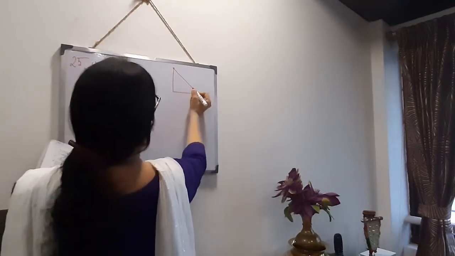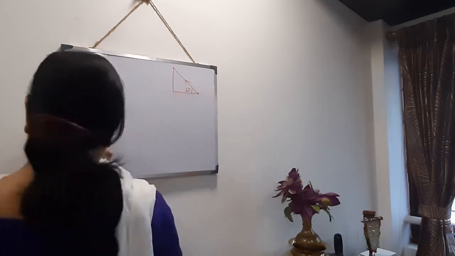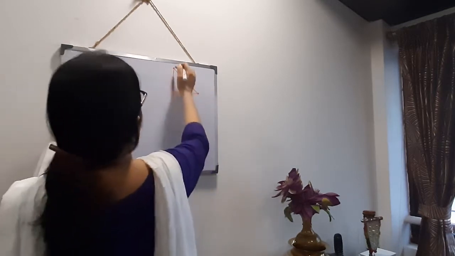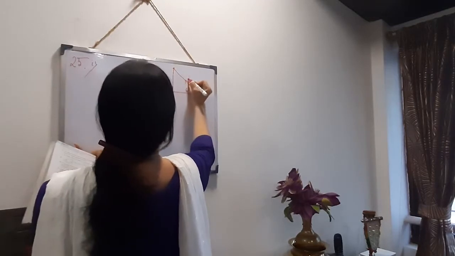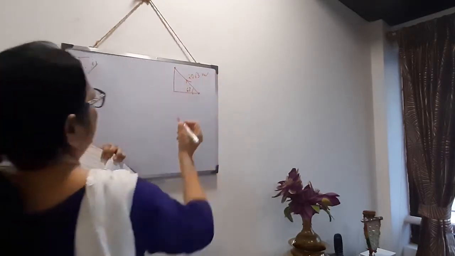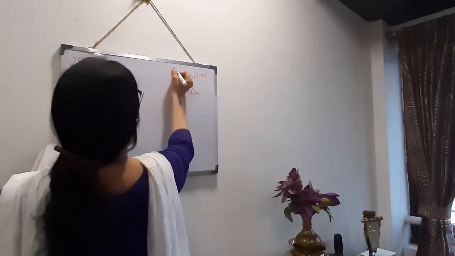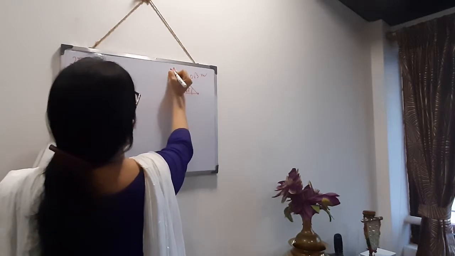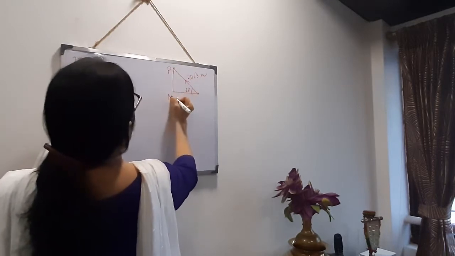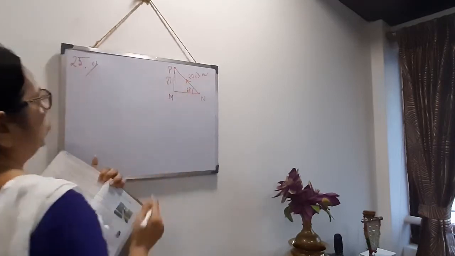Here angle of elevation is told 60 degree. That means this is given 60 degree. And the length of thread, that means it is given 20 root 3 meter. In this case it is hypotenuse. And you have to calculate the height of the kite from the ground. Clear? Here this is unknown.